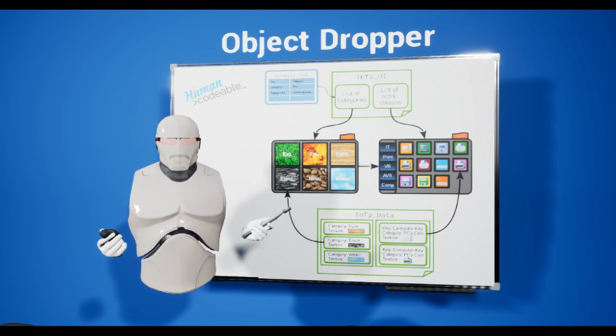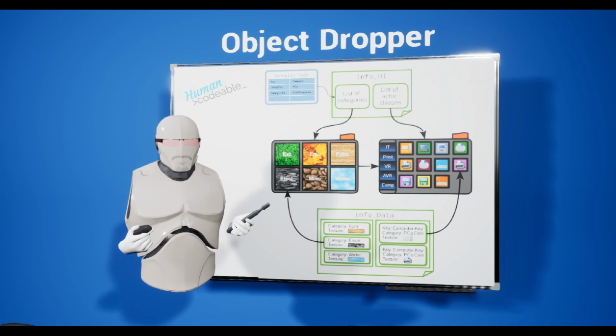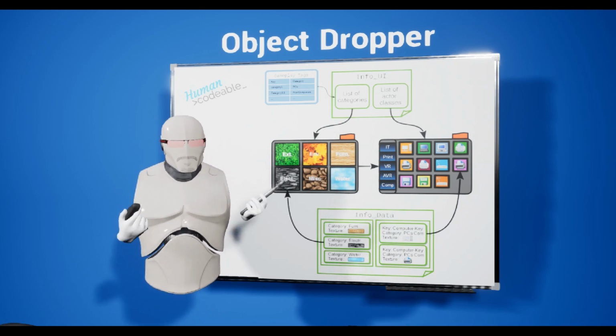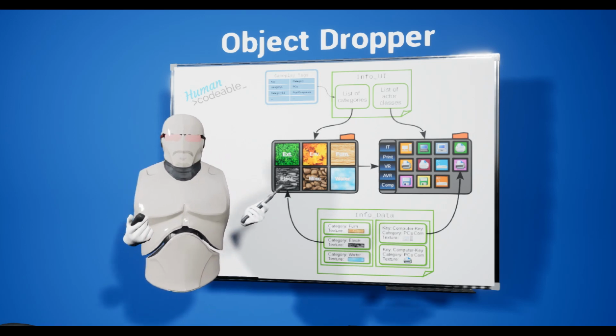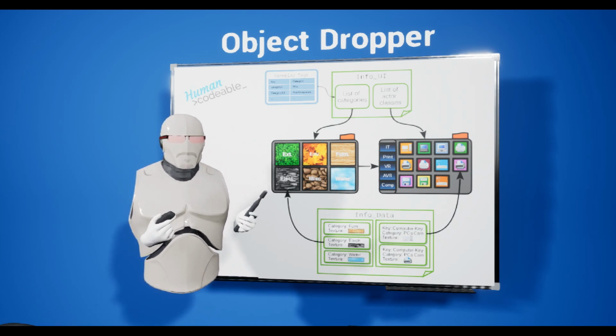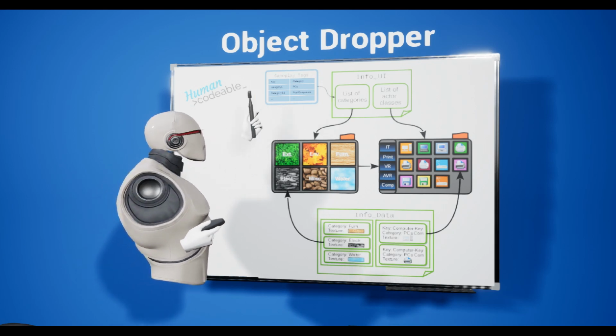The object dropper is a palette which allows us to spawn and place actors in our world. To get the object dropper up and running, you require several elements. So, first of all, objects in the object dropper are categorized. So we have to create our categories as gameplay tags.